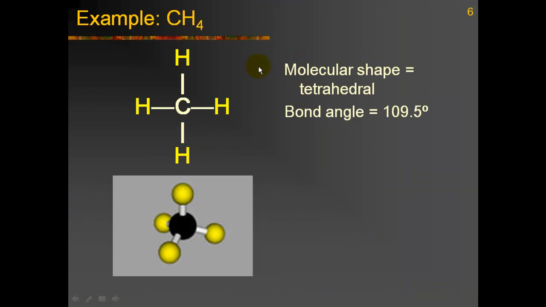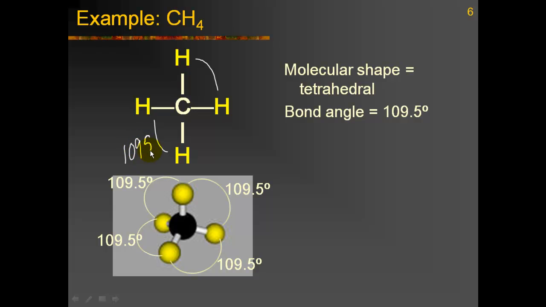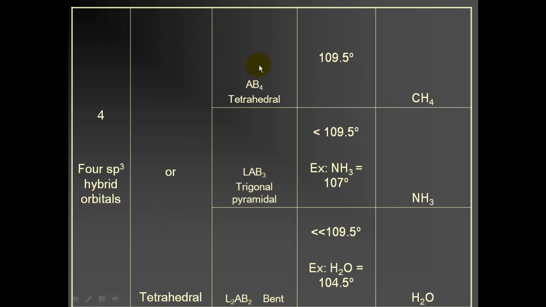Okay, the next one we're going to talk about will be a 4-electron domain. One of the most popular is CH4. This molecular shape is tetrahedral, and it has a bond angle of 109.5 degrees. When we look at bond angles, we're looking at the angles between the hydrogens. Here and here will be 109.5. With 4 electron domains, the electron domain geometry is tetrahedral.